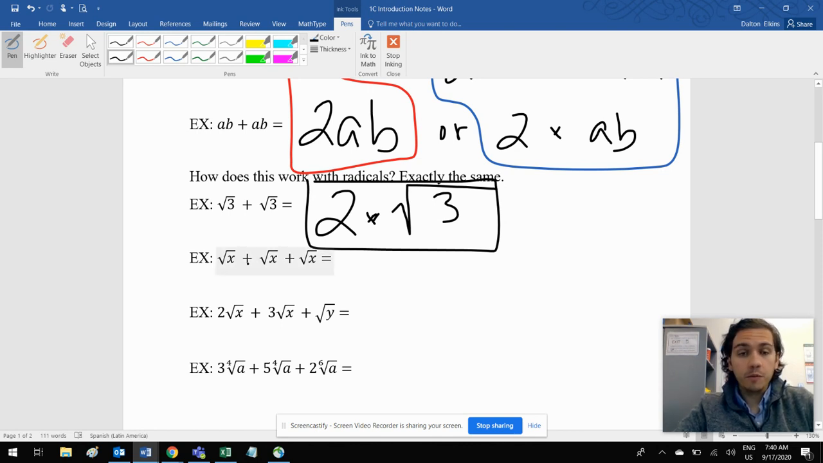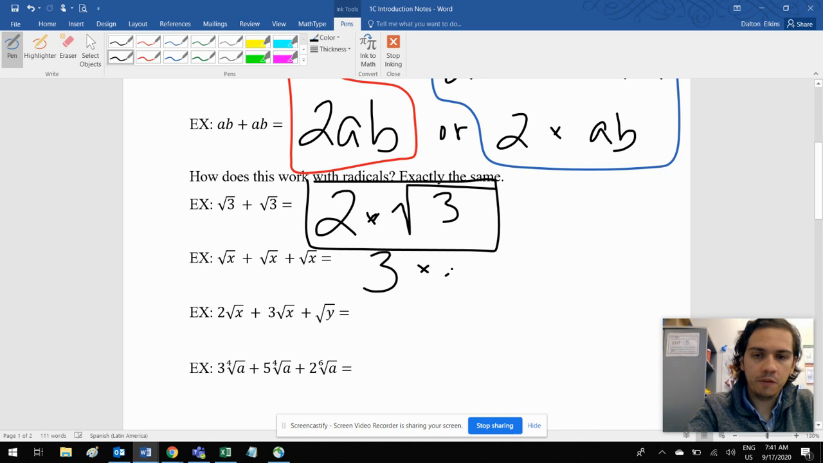Now we'll do some variables. So I have the square root of x plus the square root of x plus the square root of x. So how many square root of x do I have? I have 1, 2, 3, which means I have 3 times the square root of x.